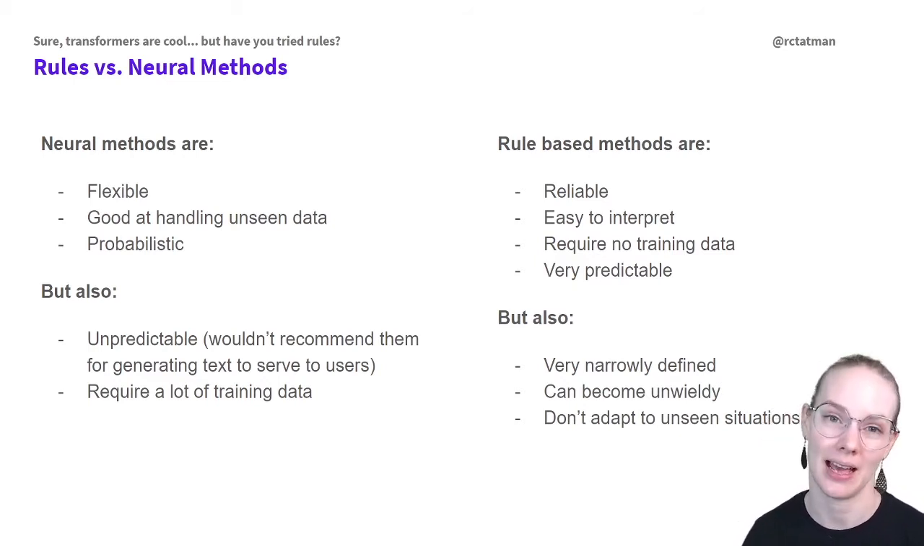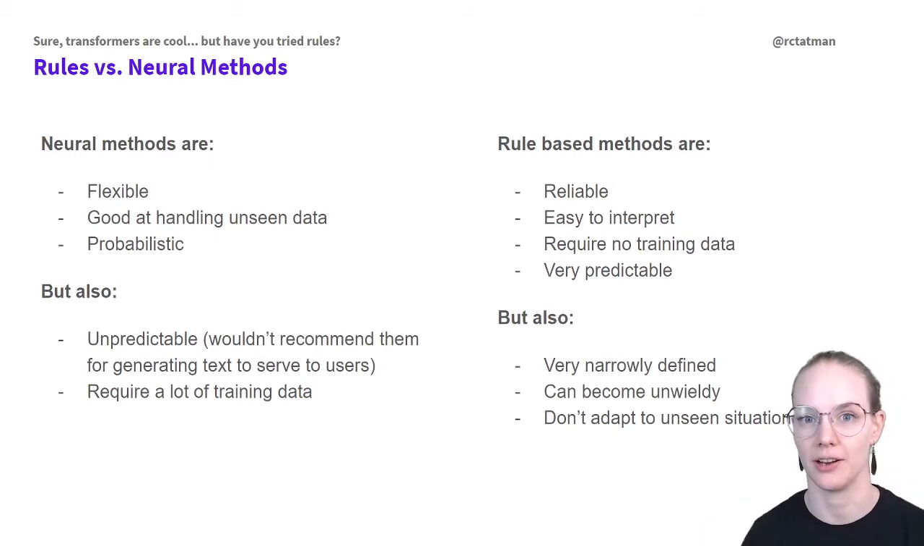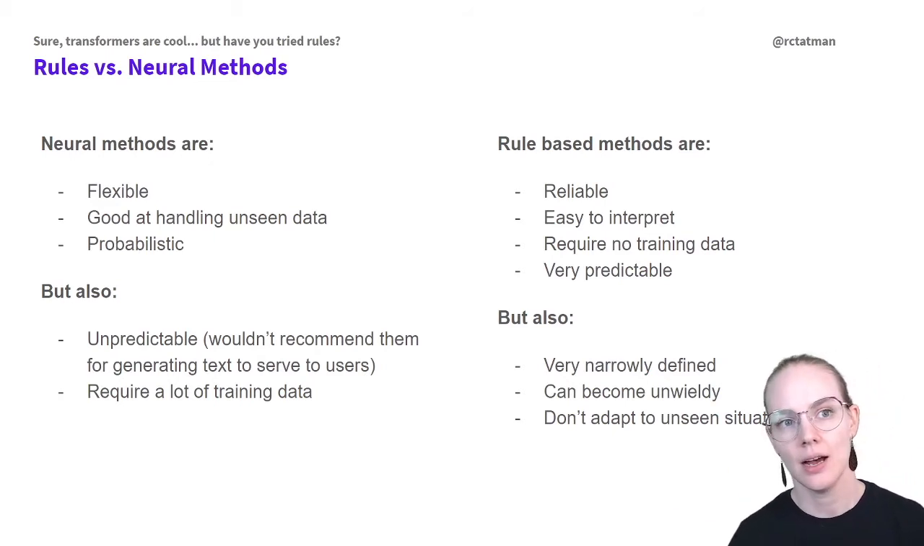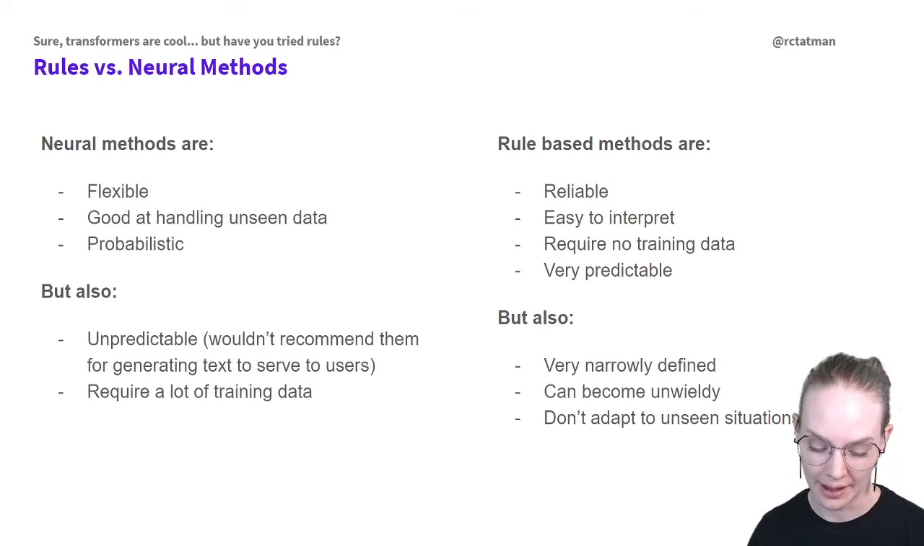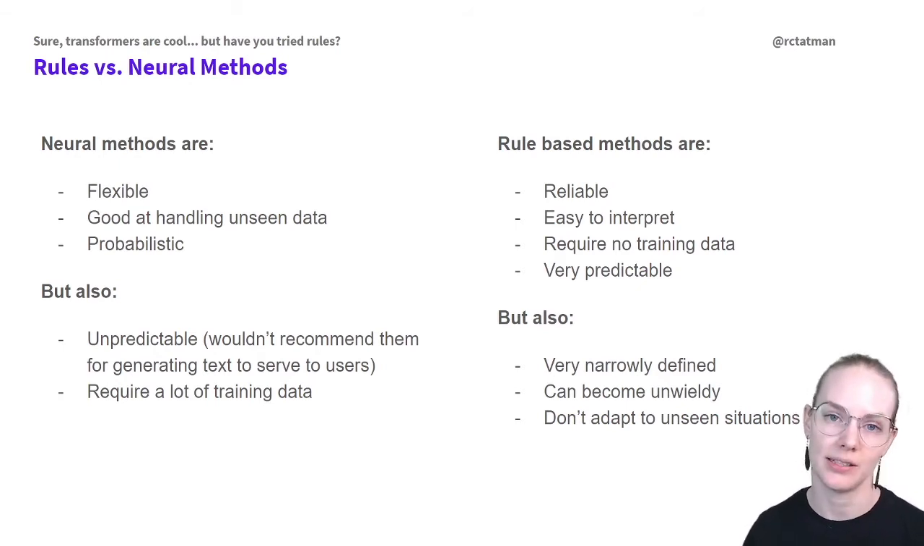And time there being time on a machine, not just like clock time. On the other hand, rule-based methods have some big benefits. So the biggest one is they're reliable.